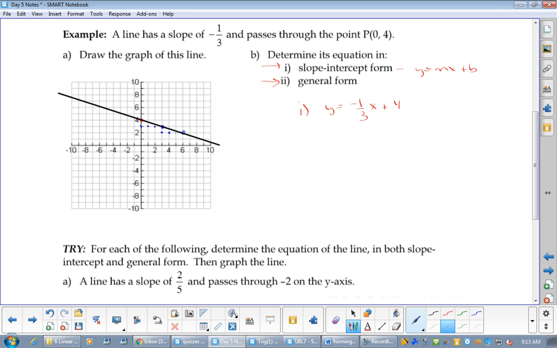Now, I just want to get this thing so it equals 0. Okay? Now, the first thing that you always have to do is, whenever you have an equation, you can get rid of fractions by multiplying everybody by the denominator. Okay? So what's the denominator in this? 3. So if I multiply this by 3, this by 3, and this by 3, I get rid of that 3. So then I will have 3y equals negative 1x plus 12. Those are equivalent forms.